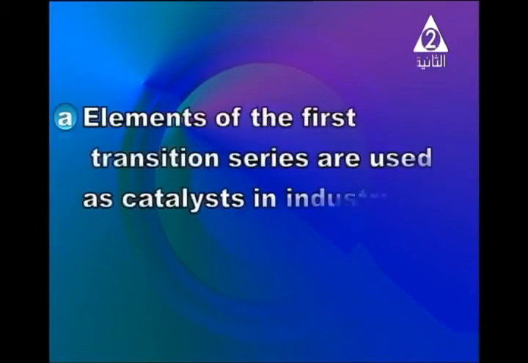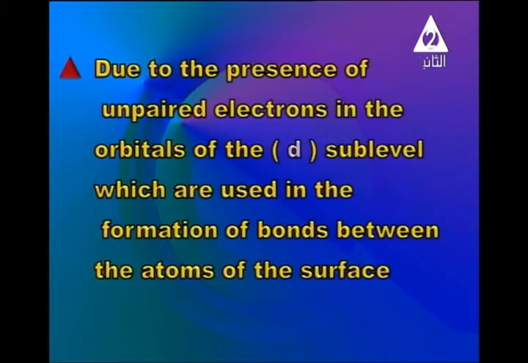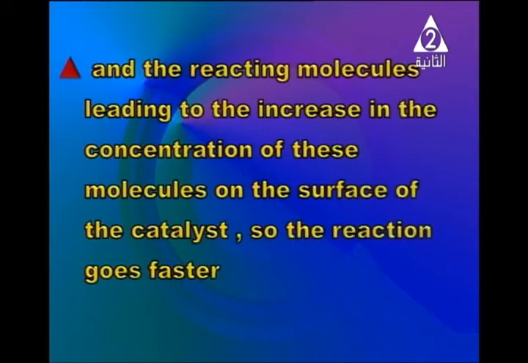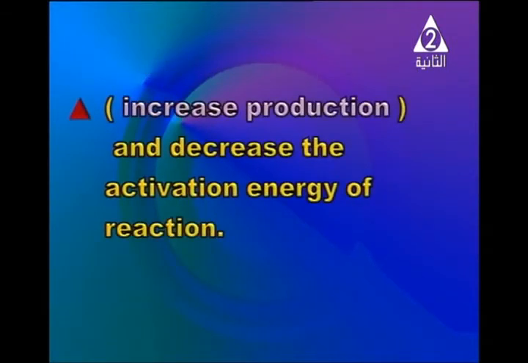Another kind of questions: give reason for the following. Elements of first transition series are used as catalysts in industry. This is due to the presence of unpaired electrons in the orbitals of the d sublevel, which are used in the formation of bonds between the atoms of the surface and the reacting molecules, leading to the increase in the concentration of these molecules on the surface of the catalyst. So the reaction goes faster, increasing the production and decreasing the activation energy of the reaction.